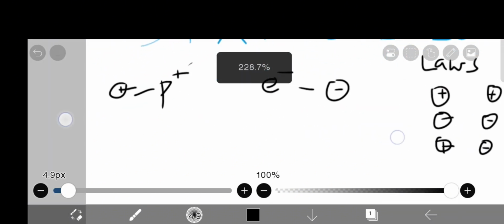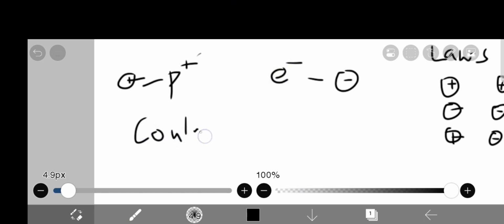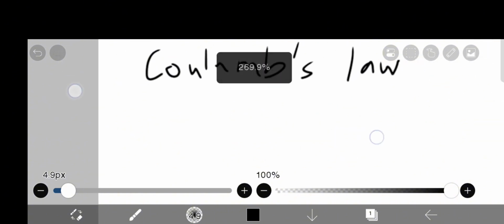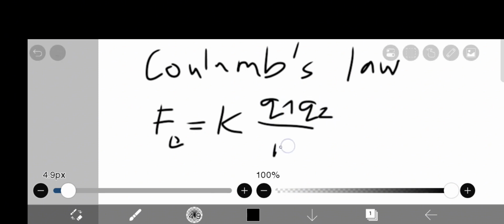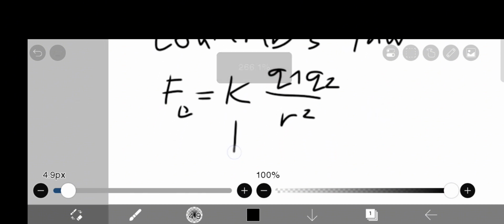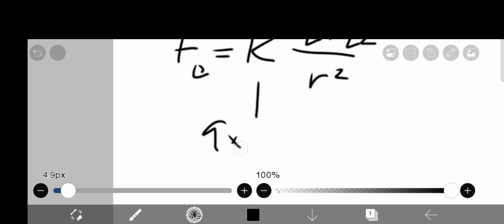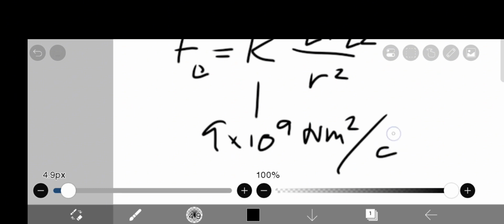Now in static electricity, we also have Coulomb's law. In Coulomb's law, we have the formula: the Coulomb force is equal to the Coulomb constant times Q1, Q2 over R squared. R is the distance between the charged particles, and Q1, Q2 are the assigned magnitudes of those particles. Also, the value of K, the Coulomb constant, is 9 times 10 raised to 9 newton meter squared per coulomb squared.